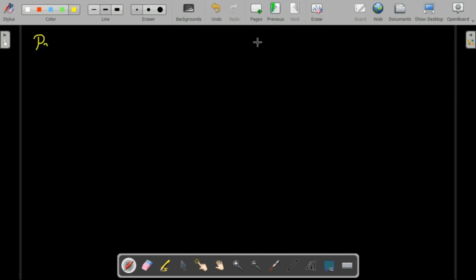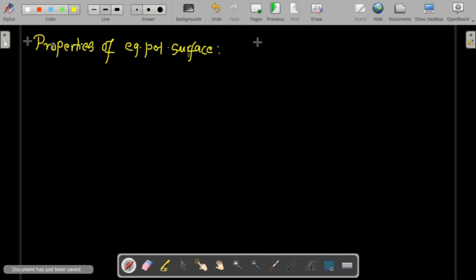The next thing which is important in equipotential surfaces is the properties. Properties of equipotential surface, that's very important. The first property is quite obvious: since the potential is the same, we can say something about the potential difference. This is a very simple question. If the concept is clear, you can definitely write it down.